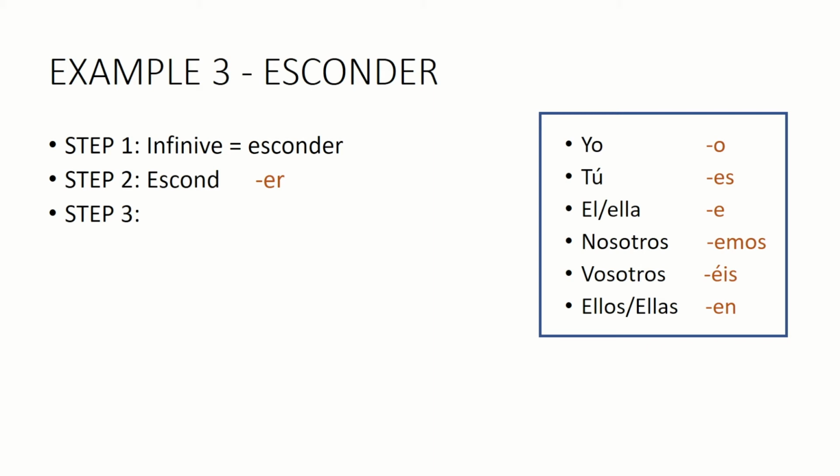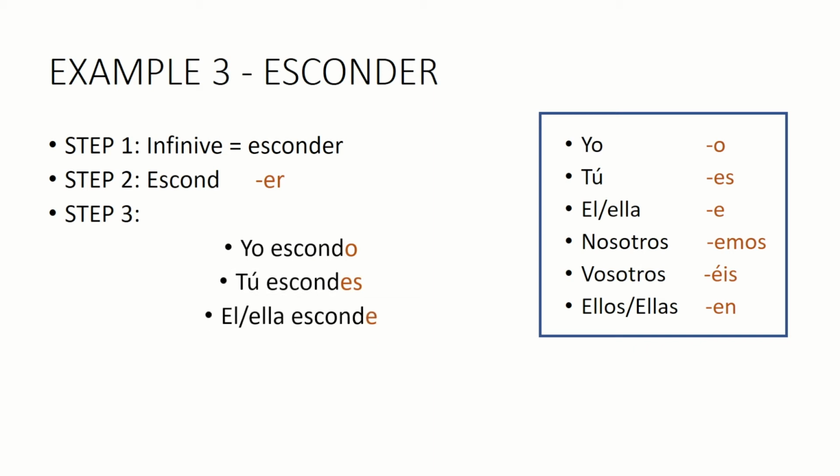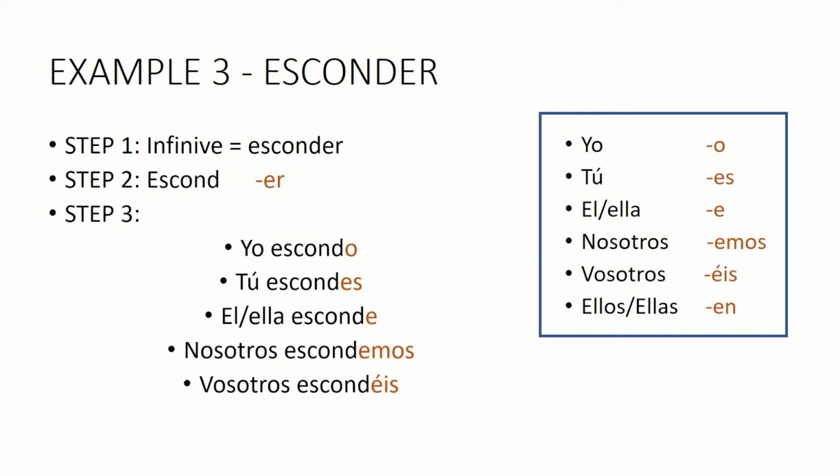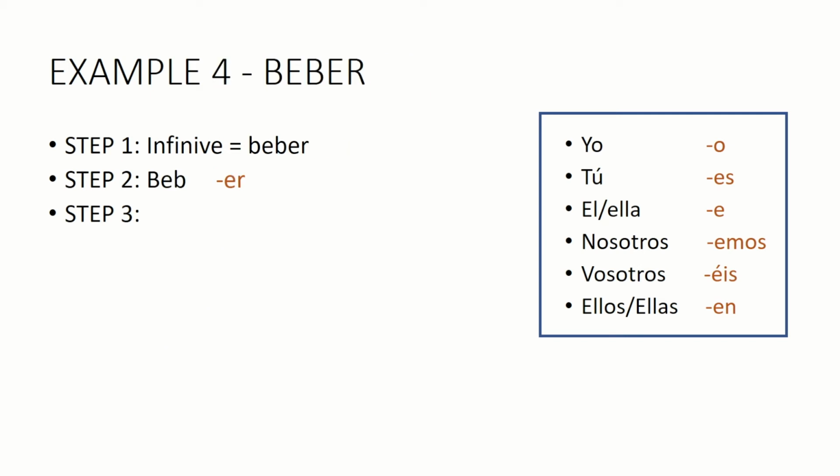Let's solve that. Yo escondo, tú escondes, él esconde, nosotros escondemos, vosotros escondéis, y ellos esconden. Example number 4, it's beber, to drink. So step number 1, infinitive. Step number 2, drop the ending. Step number 3, add the endings from the right hand side of the screen.